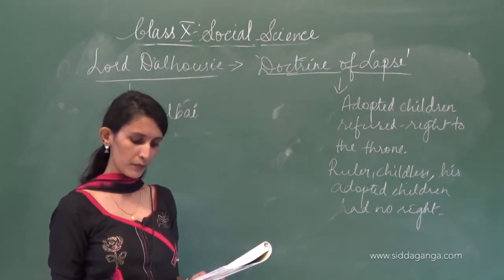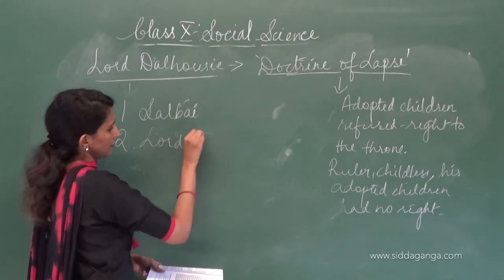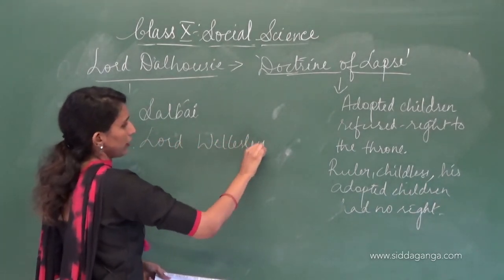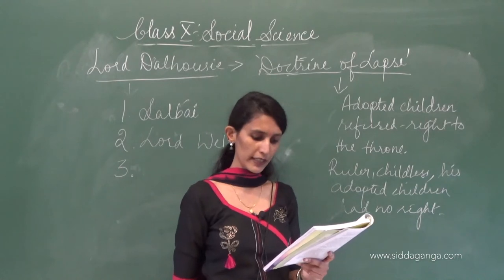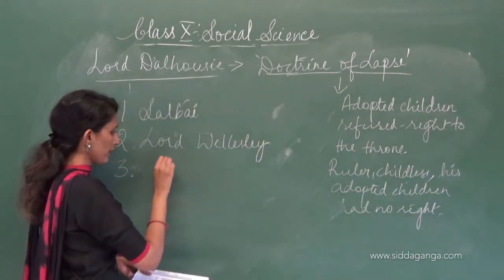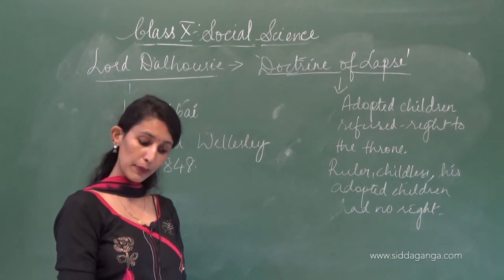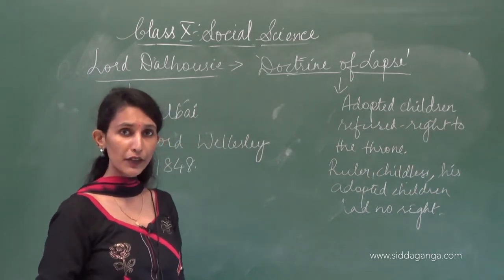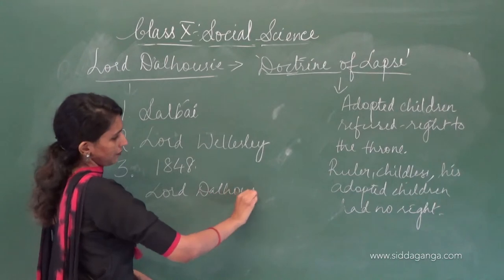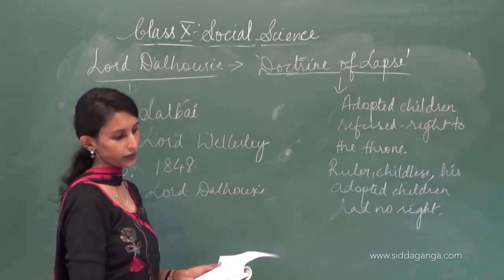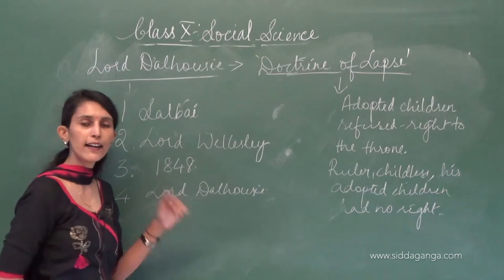The Subsidiary Alliance system was implemented by, next question, whom? By Lord Wellesley. Let's see the third one. The Doctrine of Lapse policy was implemented in the year 1848. The Doctrine of Lapse policy was implemented by, read the questions properly when you answer, whom? By Lord Dalhousie. Any other question that's there? Okay, four fill in the blanks: Salbai Agreement, Lord Wellesley, 1848, and Lord Dalhousie.